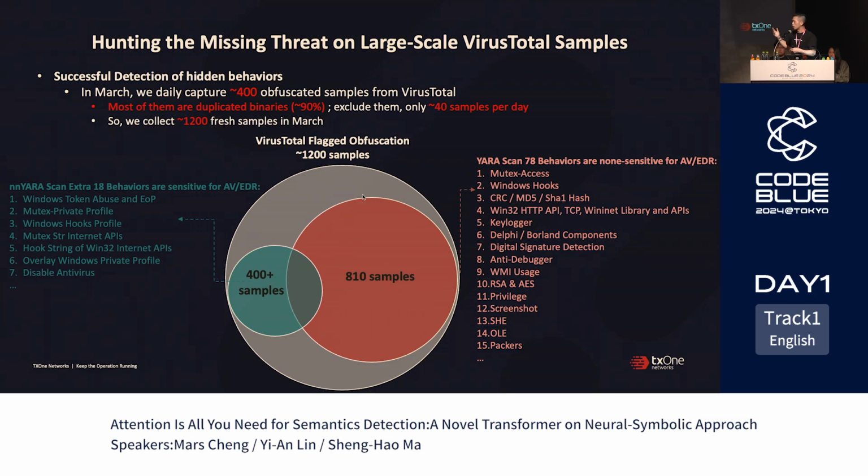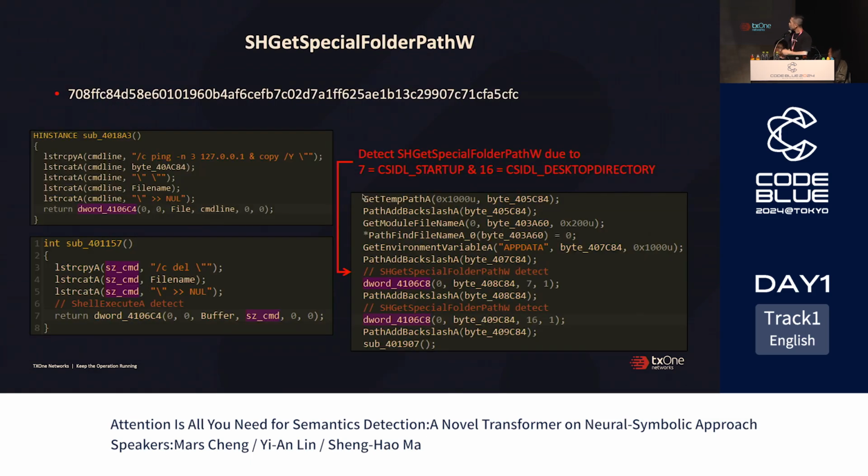Or it tries to use a hidden API for privilege escalation. Okay, so let's see two cases. It's my favorite, and the first one is a backdoor, a highly obfuscated binary that tries to drop a binary using a shell execute API to drop a malicious binary and also tries to persist on your victim.